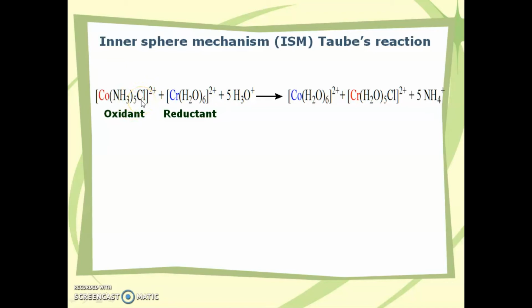Cobalt is in the 3+ oxidation state here, and another complex that is taken here is the chromium aqua complex, where chromium is in the 2+ oxidation state. The cobalt complex acts as the oxidant because cobalt 3+ gets reduced to cobalt 2+. In this process, it oxidizes chromium 2+ to chromium 3+. So the cobalt complex is an oxidant, whereas the chromium aqua complex is a reductant.